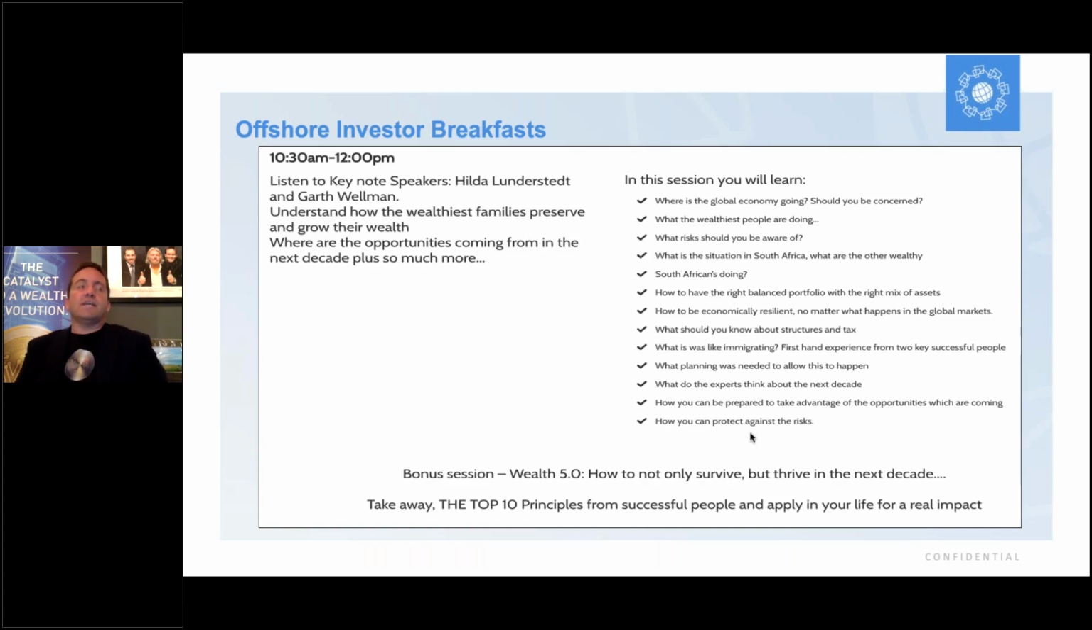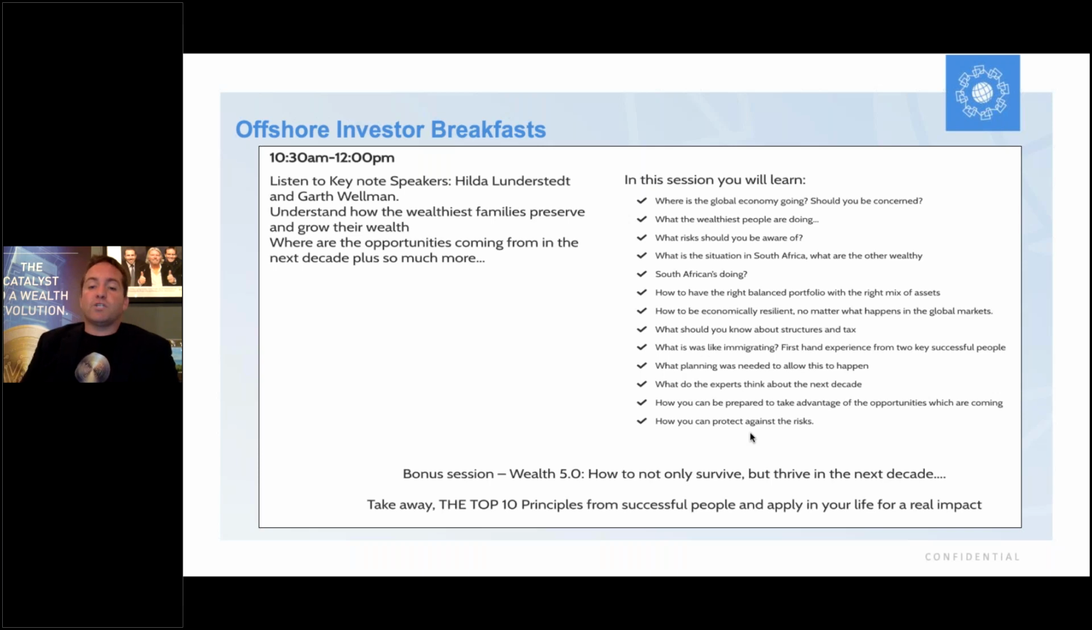We're going to have Hilda Lunderstedt, one of the most respected business ladies, not only in South Africa, but globally. And we're going to have Garth Wellman, who runs a family office. In this session, I'm going to be doing a Q&A with them and with the people in the room as to where the global economy is going. What should we be concerned about? What are the wealthiest people doing?